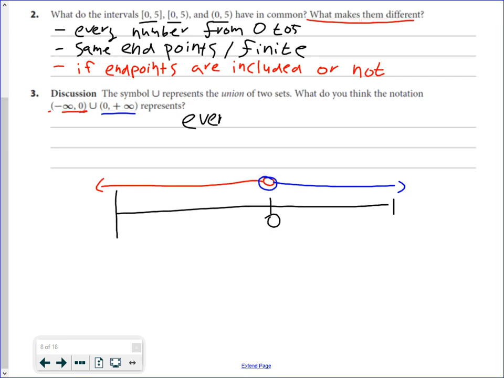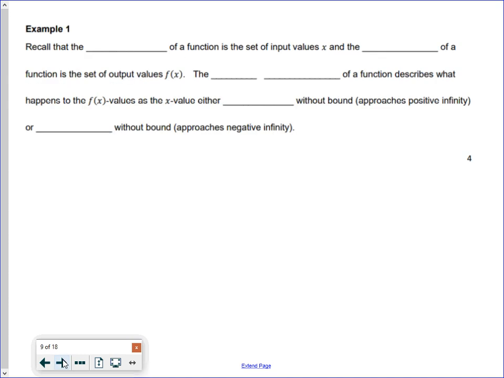Right? Because this new interval has every real number but 0. That's because 0 has a soft bracket or parentheses on both intervals that we added together. So let's keep on going.